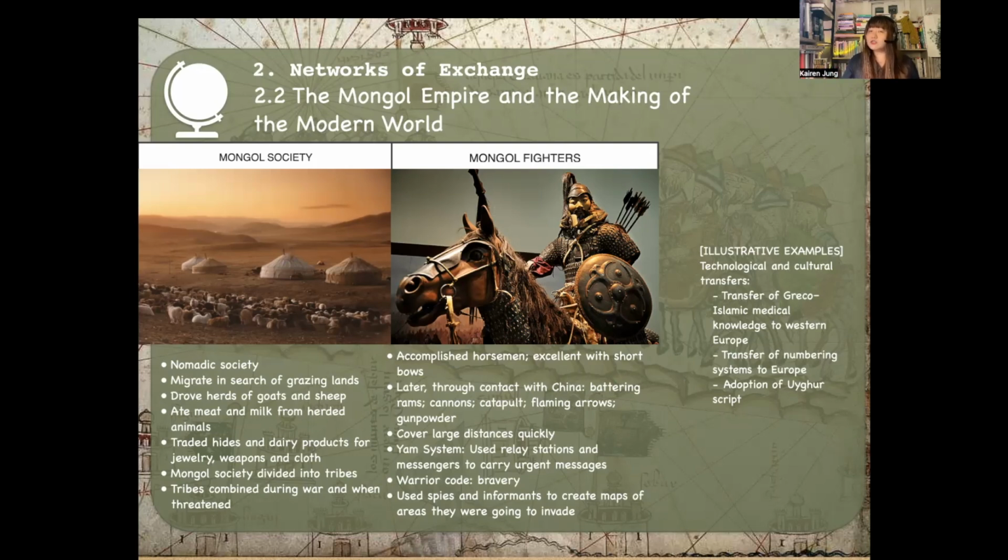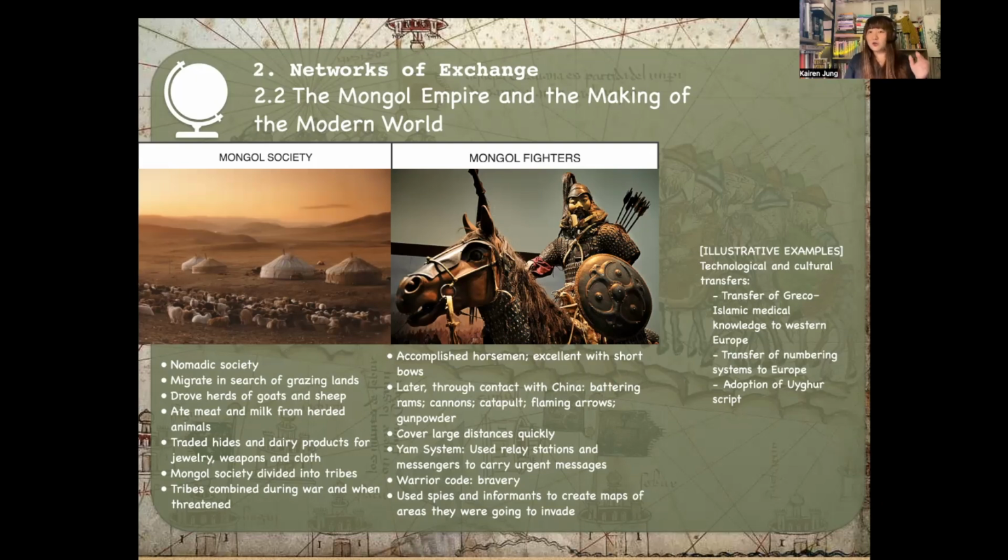They would cover large distances very quickly because they're nomadic people and they live on the steppes. The steppes, meaning the flat highlands of Central Asia. And the Yam system was a system that used relay stations and messengers to carry urgent messages here and there, because on the steppes, on the plains, you have this wide, vast expanse of just grassland after grassland after grassland, where you graze your herds, you protect your herds, and if there are traitors, you're gonna raid them, so you need to be a good fighter, right?